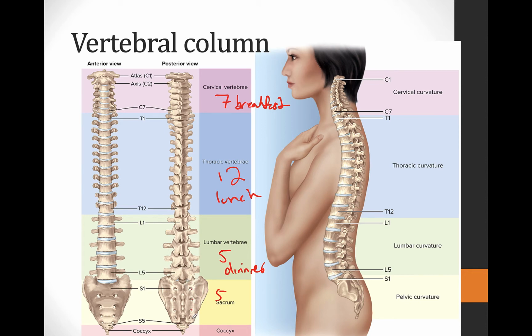1, 2, 3, 4, 5 spaces there. And then the coccyx can have anywhere from 3 to 5 fused vertebrae as well.